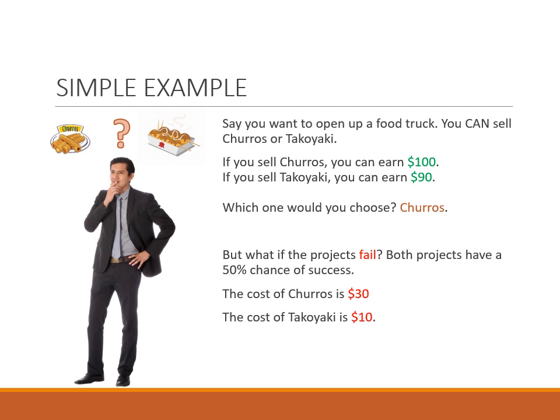However, what if the project fails? Because both projects say they have a 50% chance of success. And you have to take into account the cost of the project now. Let's say that the cost of churros is 30 bucks and the cost of takoyaki is $10. So how would you choose now? Now to do this, you can use a decision tree analysis method to decide on which one will be the project to choose.